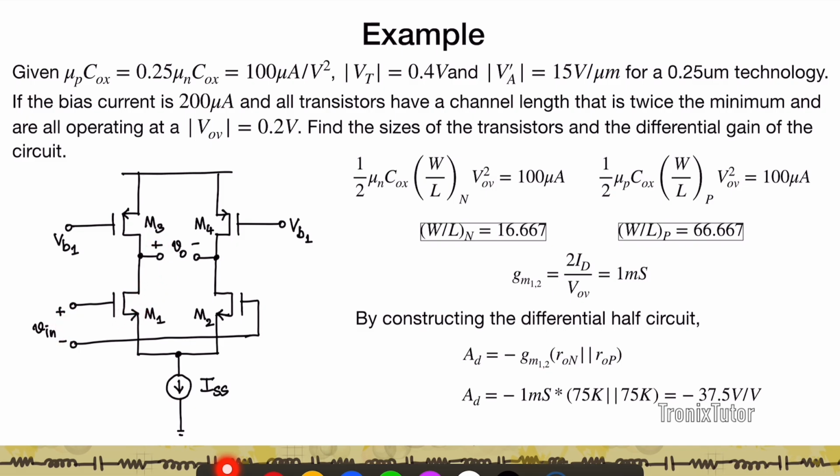So you have positive, negative here. This is positive, hence it's minus 37.5. If I define VO to be in the opposite direction, that is, if I define the plus here and the negative here, then my differential gain would be positive, right? So make sure that when you use these conventions, you accurately show which node is considered positive, which is negative, and where the potential difference is being measured.